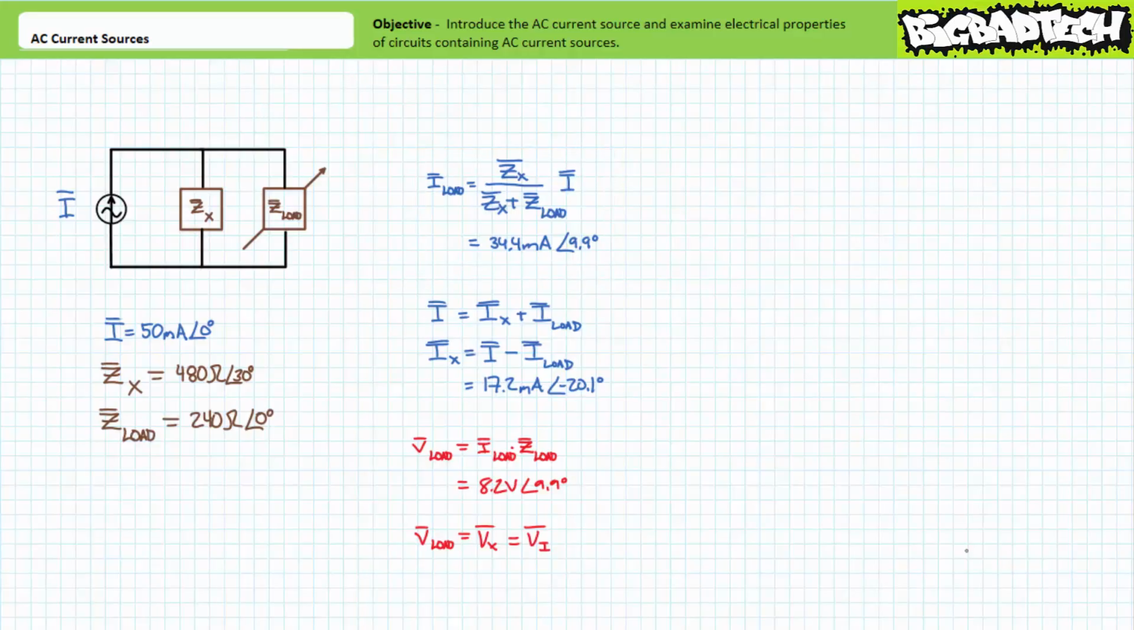Having calculated 34.4 milliamperes at an angle of 9.9 degrees of the incoming 50 milliamperes at an angle of 0 degrees is traveling through the variable load impedance, an application of Kirchhoff's current law demonstrates that the remaining 17.2 milliamperes at an angle of negative 20.1 degrees of current is traveling through the fixed impedance.